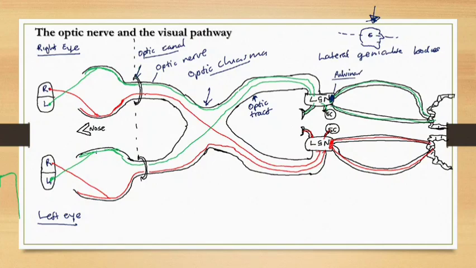So the fibers will go to, we have three pathways. Let's just say 1, 2, and 3. On number 1, they go to the pretectal nucleus. This is a pathway to do with accommodation. I will talk about it in another video. On number 2, you have the superior colliculus. And number 3 is the beginning of the optic radiations.